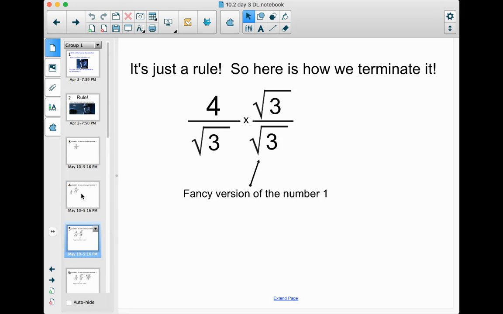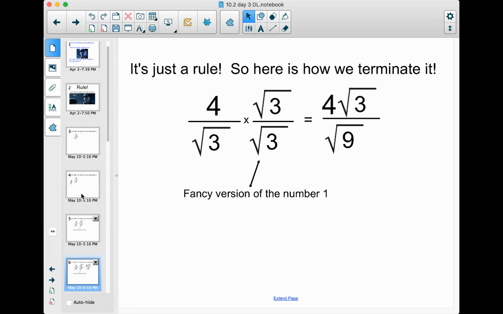All right, and multiplying fractions is easy. You just go right across the top. So we can go 4 times the square root of 3 on the top. Now remember, you can't multiply those together because one's under a square root and one's not. Okay, but on the bottom, square root of 3 times square root of 3, I can multiply those together because they're both under a square root.